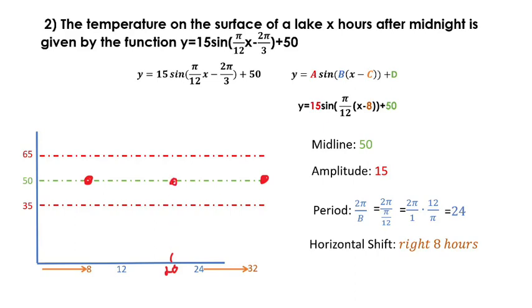So our sine function is going to look like this. It starts here. It's going to hit a peak. It's back down to the average temperature. And then it's going to dip down below. And then it's going to finish up its full period by hour 32. So from 8 to 32 is still 24 hours. We've just shifted it to the right 8 units.